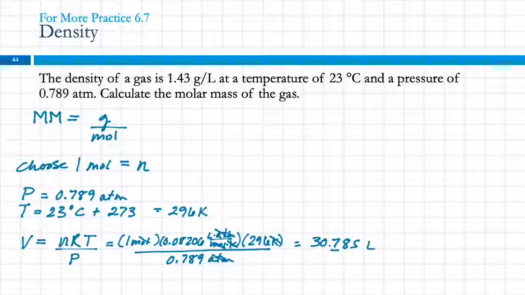30.785 liters. Up here, what I want, I need grams and moles. I picked 1 mole. So I need to take this volume and change it into a mass, and that's where I'm going to use the density as a conversion factor.